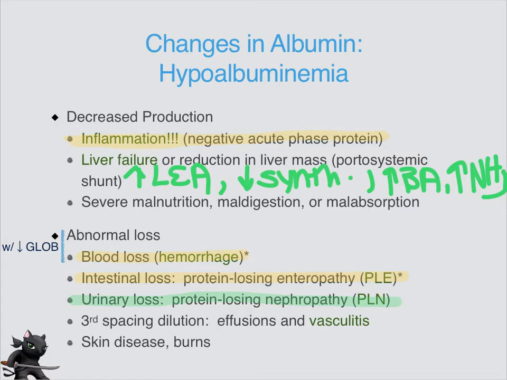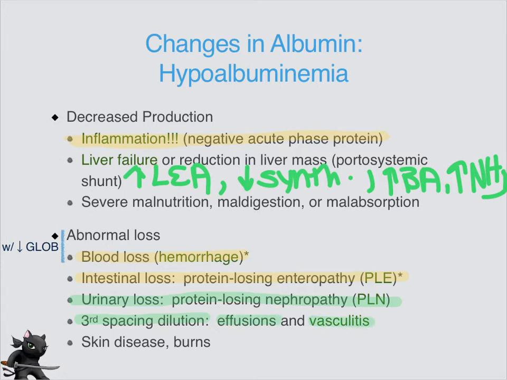So that's the next thing. You're looking at albumin, you're going, could this be kidney? Could this be renal disease? And you're going to need a urinalysis to really sort that particular bit out. The third thing is, is there any third space dilution going on here? So this is like an effusion or a vasculitis, okay?